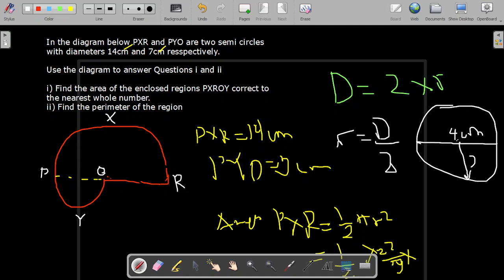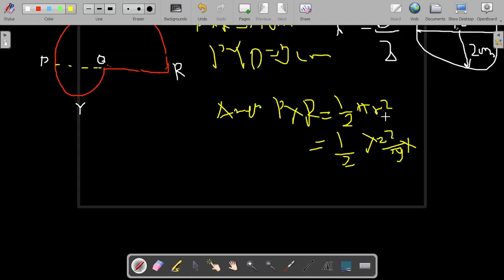So we are able to solve this, because we've been given the diameter of PXL. To get the radius, we divide the value by 2. So 14 divided by 2 gives 7 for the radius, then square. When we solve this, we get 19.25 centimeters square. But we've not gotten our answer yet.